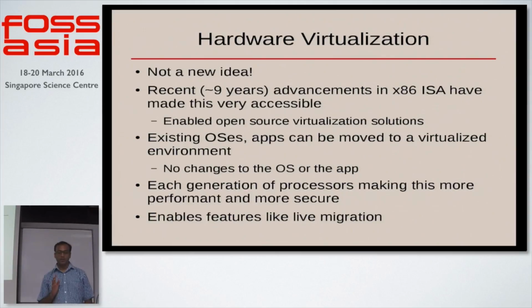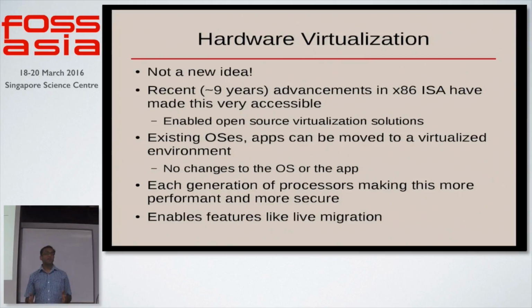But recently, maybe about 9 or 10 years ago, Intel and AMD started adding virtualization-friendly instructions to their architecture. That's also because IBM's patents started expiring and they could start doing that in their chips. So this actually allowed hardware virtualization to happen and yield open source friendly solutions.